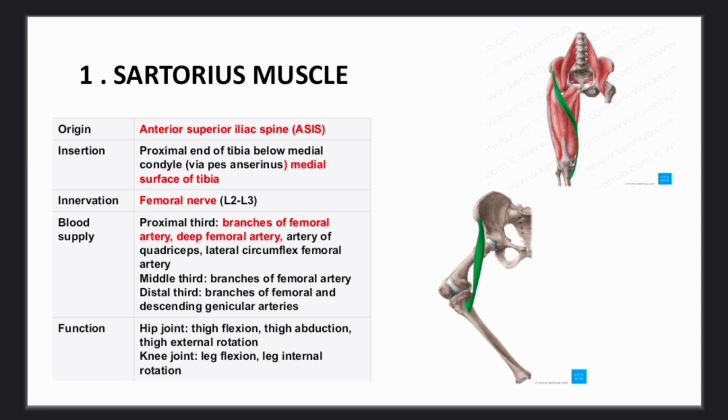Just remember this example: sartorius helps you sit cross-legged. If you remember that position, you can easily recall its action, that is flexion, abduction and external rotation of the hip and flexion of the knee. So this muscle is also known as the tailor's muscle.